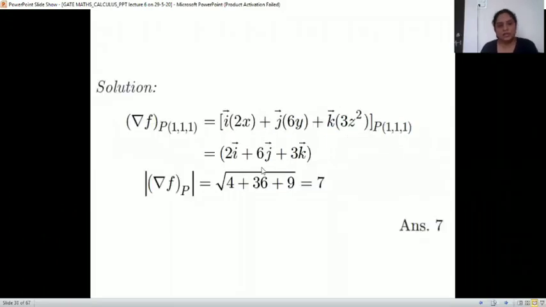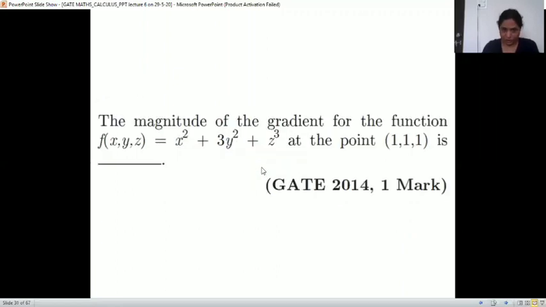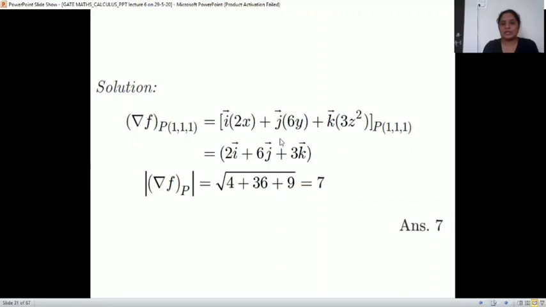Yes, it is 7. Del f, that is I bar, first part, with respect to x derivative 2x, then it is 6y, and then it is 3z square. Okay. 2x I bar, 6y j bar, 3z square k bar. At the point 1, 1, 1, right? Put x is 1, y is 1, z is 1. So we get 2i bar plus 6j bar plus 3k bar. And then modulus of that, that is square root of 2 square, that is 4, 6 square 36, and 3 square, that is 9. And that is nothing but root 49, and it is equal to 7.